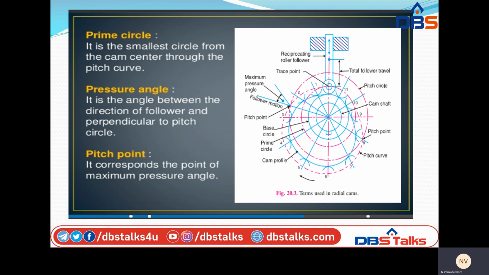Then coming to the pressure angle. It is the angle between the direction of the follower motion and the normal to the pitch curve. And this angle is very important in designing the cam profile. So pressure angle is a very important thing while drawing the cam profiles. If the pressure angle is too large, a reciprocating follower will jam in the bearing. So the pressure angle means the angle between the follower motion and the normal to the pitch curve.